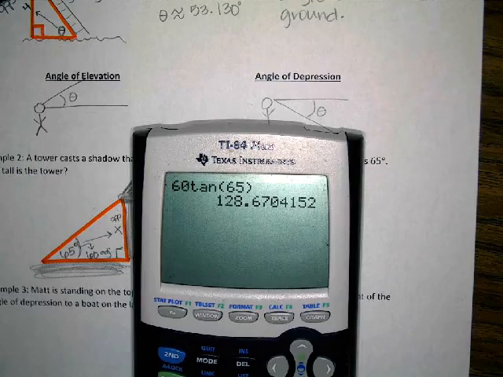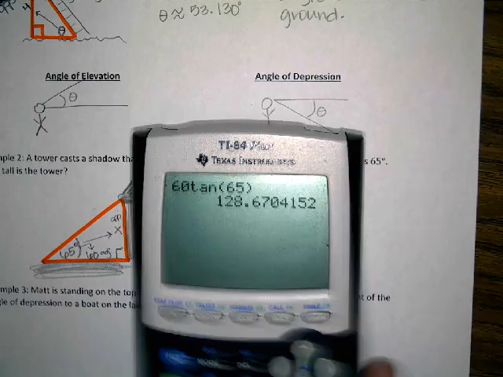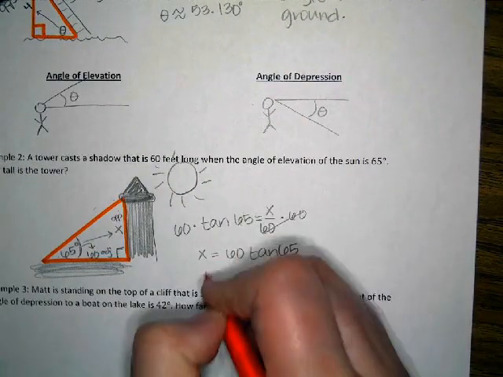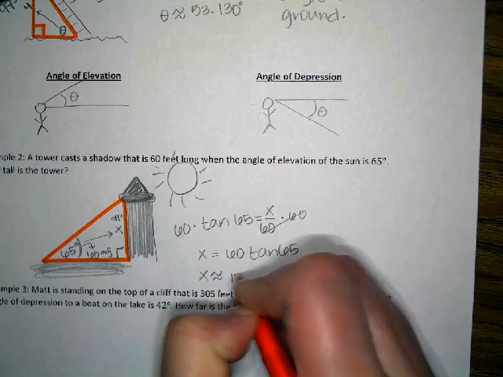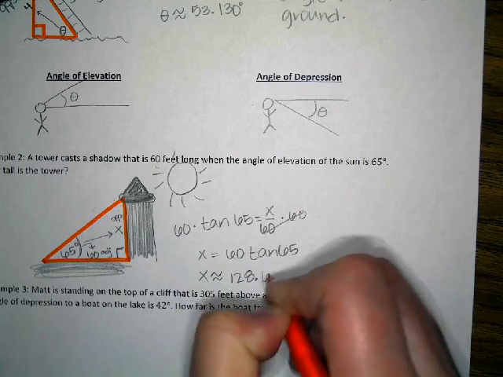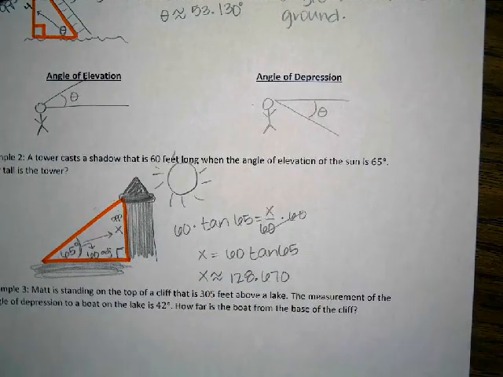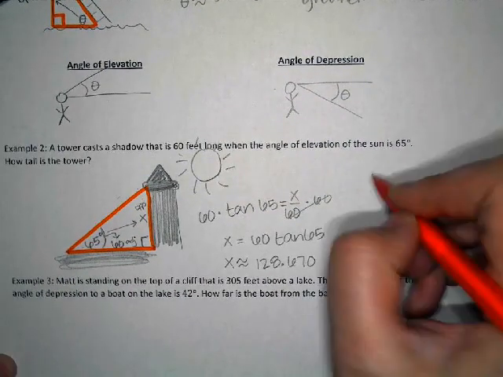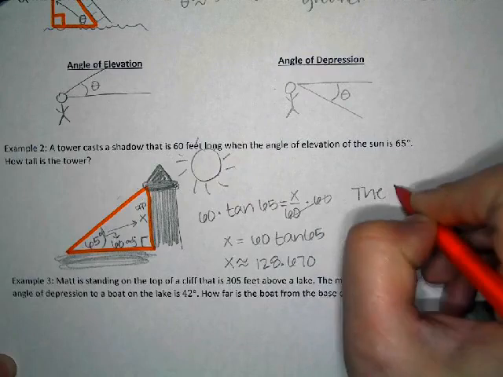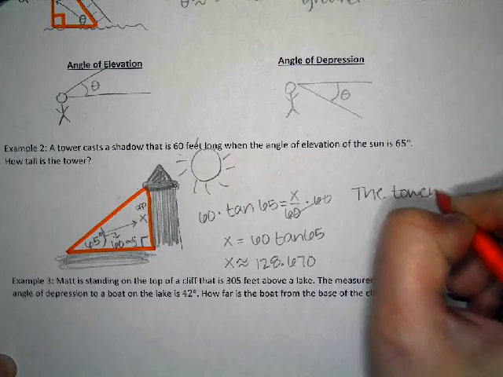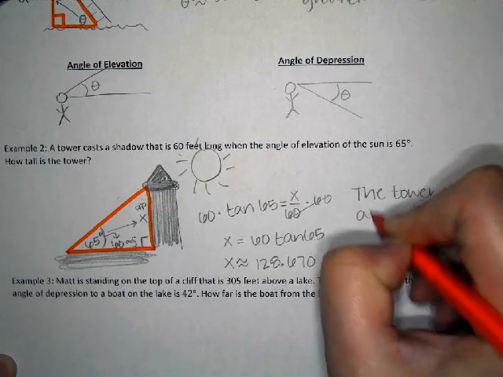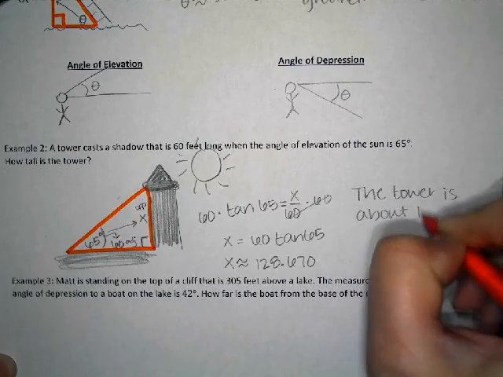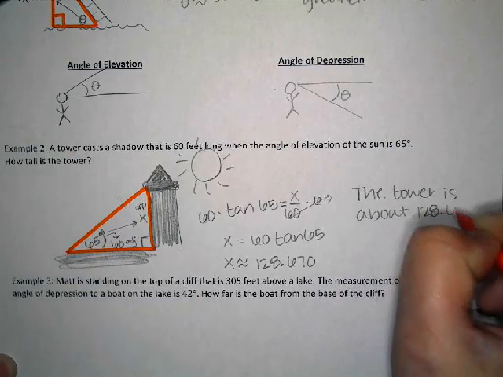128.670. Okay. And now I'm going to write the answer in context. The tower is about 128.670 feet tall.